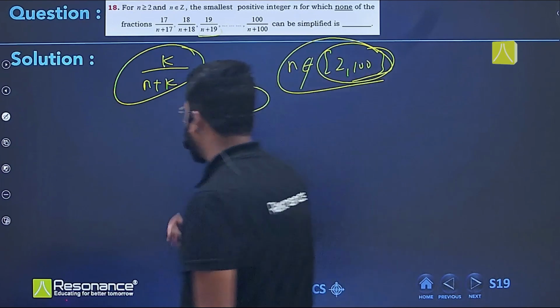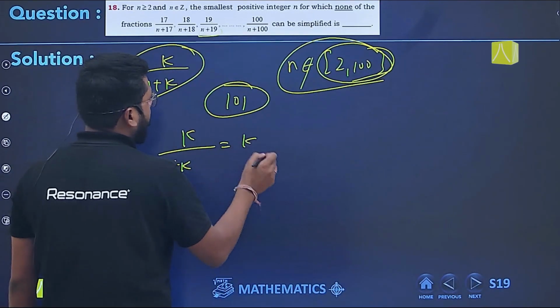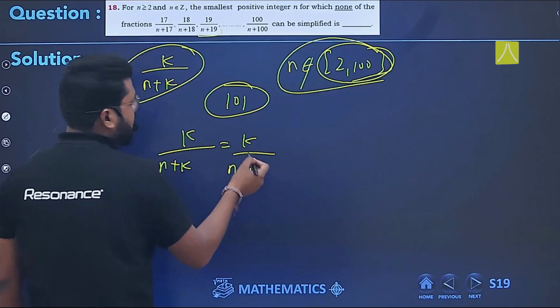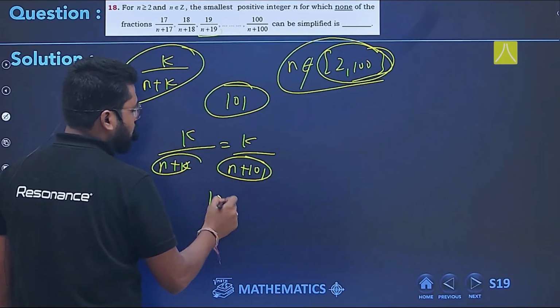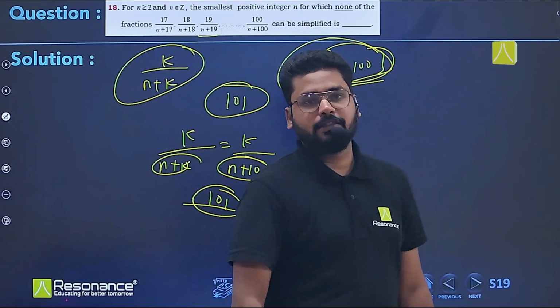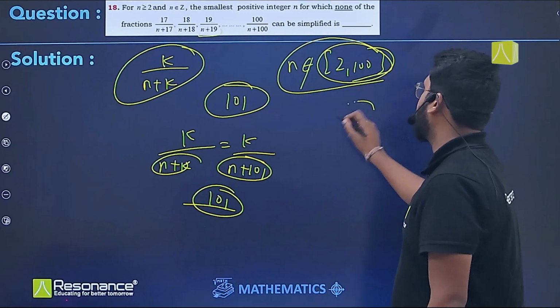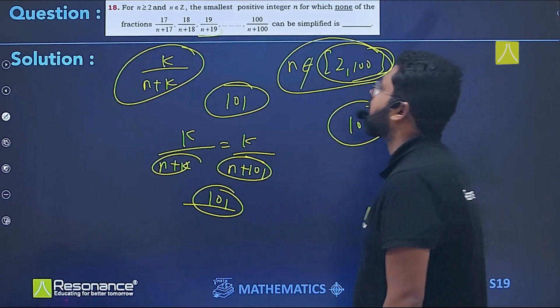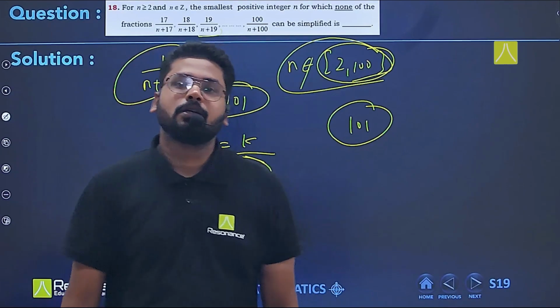If you take the common form k by n plus k, it will be k by n plus 101. If you see the HCF of these two, it will be 101, the difference of the HCF. This means that at 101, none of them will simplify. So that is the smallest positive value for n.